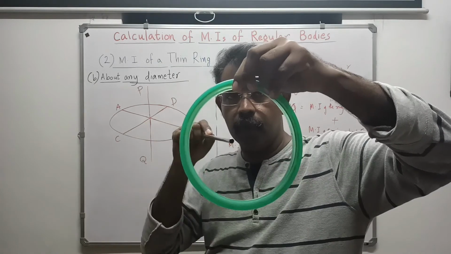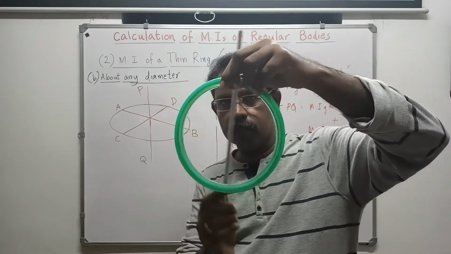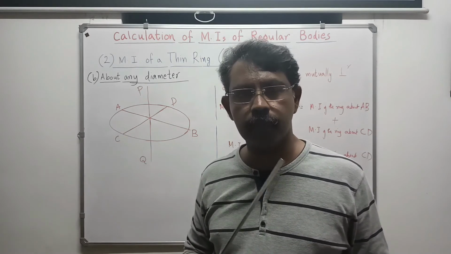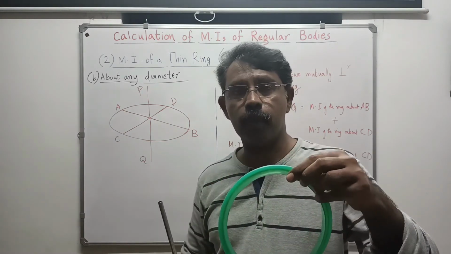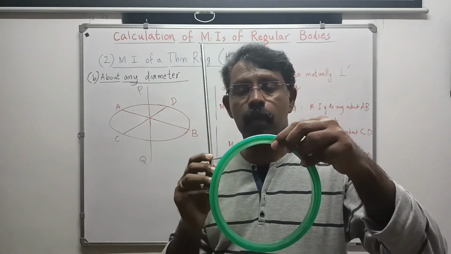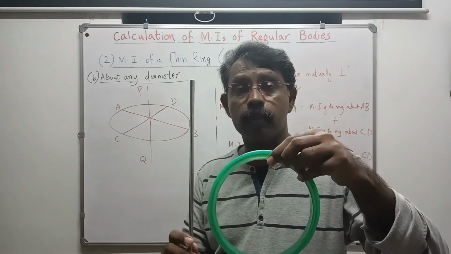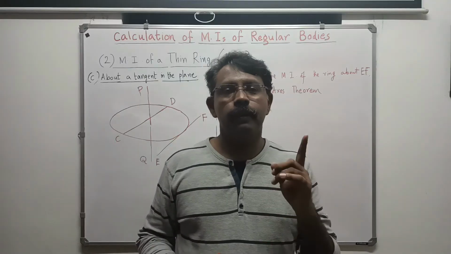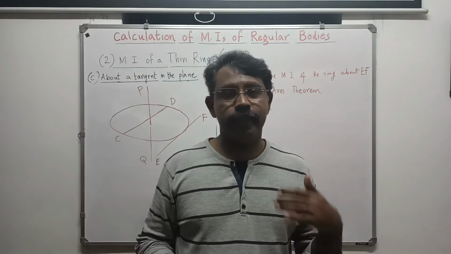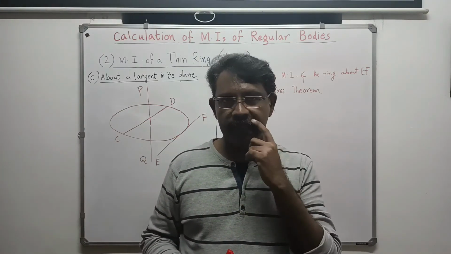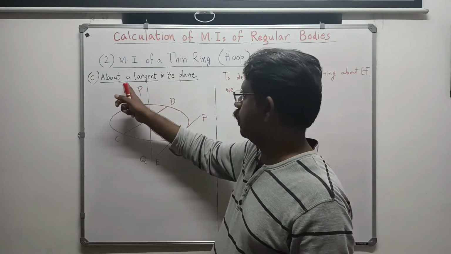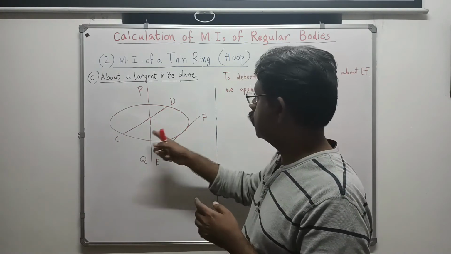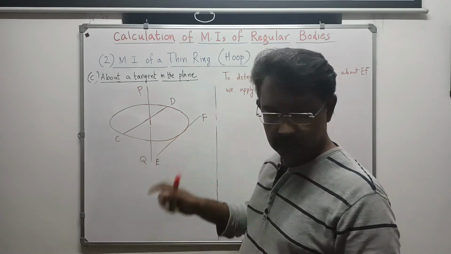Okay, if I know this one, I can find out this one by the perpendicular axis theorem. So using these two theorems, we can find out others. Now what we are going to find out is the moment of inertia of the ring about an axis passing through the tangent. Now we have a third axis that we are considering, that is about a tangent in the plane, like this.